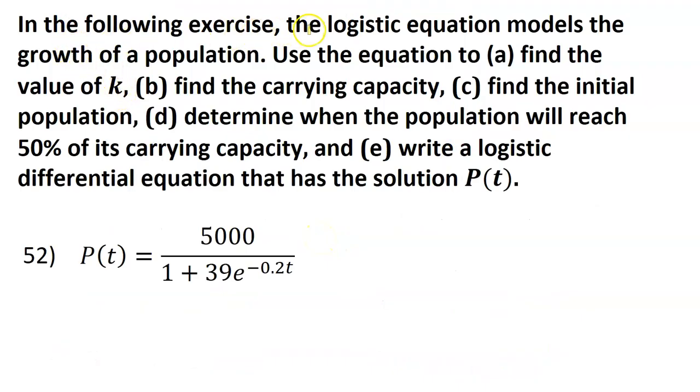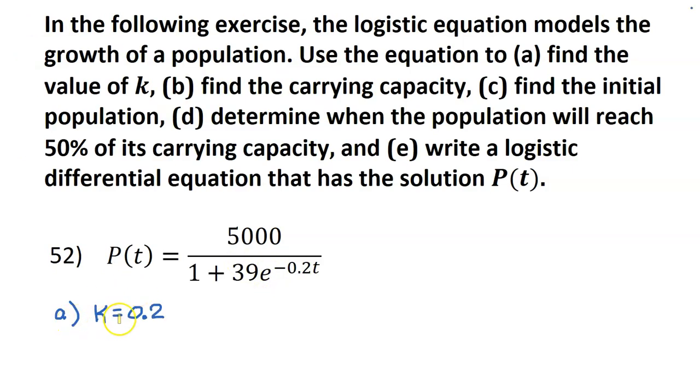In the following exercise, the logistic equation models the growth of a population. Use the equation to A, find the value of k. K is going to be the number right here, not including the negative sign. So k is 0.2. B, find the carrying capacity. The carrying capacity is right here. So L equals 5,000.